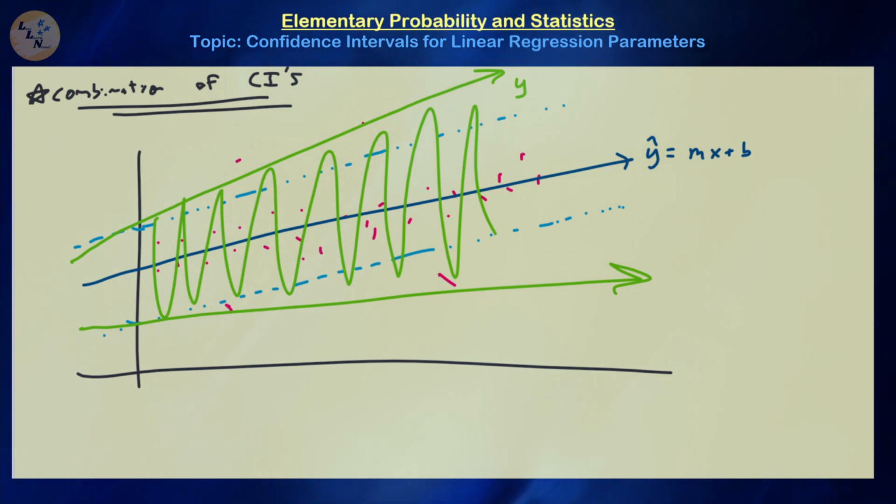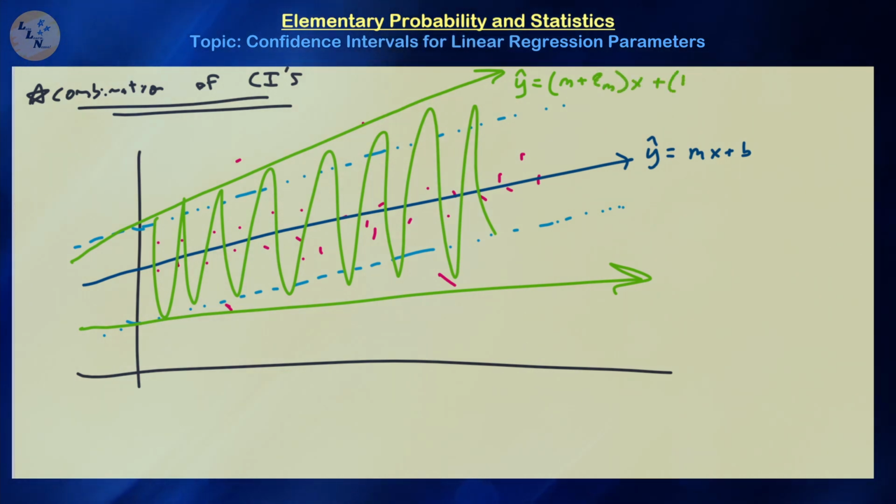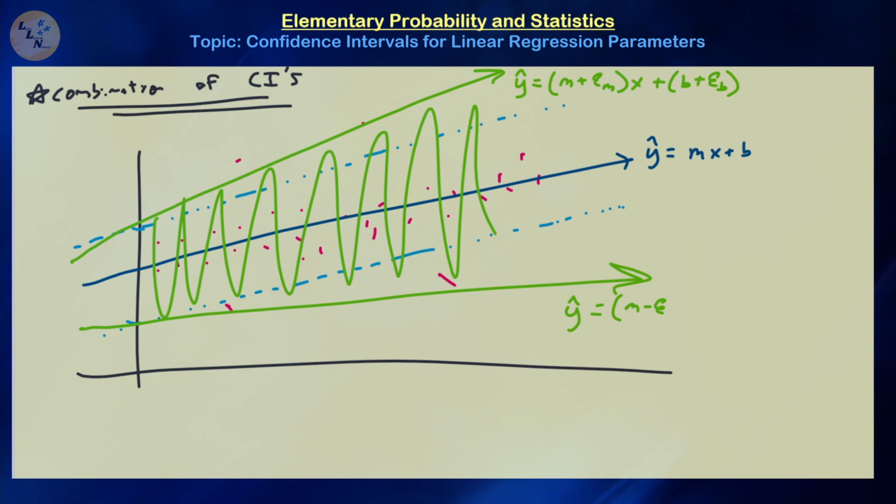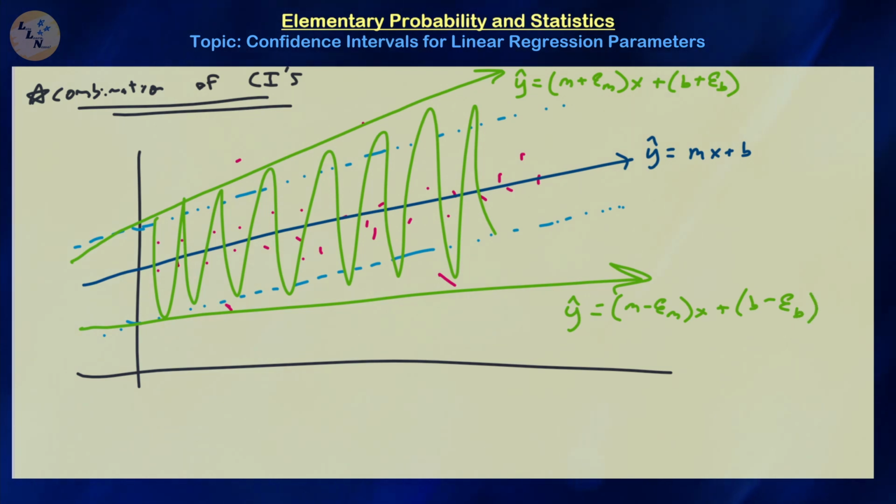So what is this first line? So this first line is going to be y hat is equal to m plus epsilon m x plus b plus epsilon b. And this lower line is going to be y hat is equal to m minus epsilon m x plus b minus epsilon b. Because these epsilons are independent from each other between the b and the m world. So those are the two confidence intervals for the extremes of this distribution.